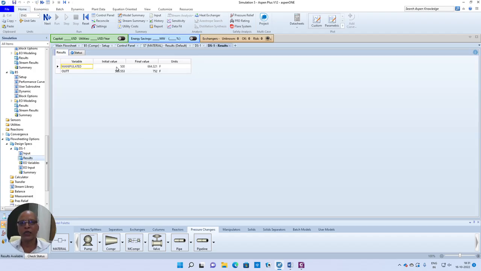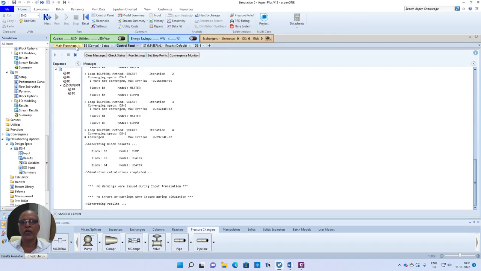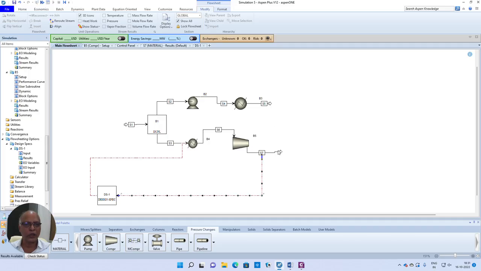So when we assumed the block temperature as 500, we got to an outlet temperature of 583. But when it is increased to about 664, the outlet temperature reached 752. So in other words, we got to our requirement in both cases. Now let us look at these results.